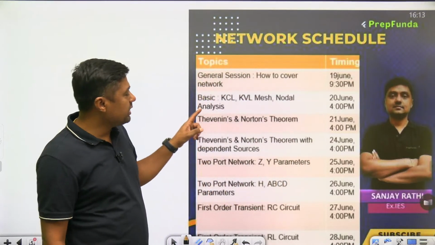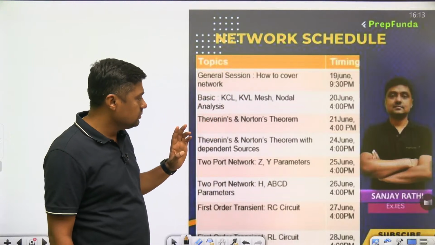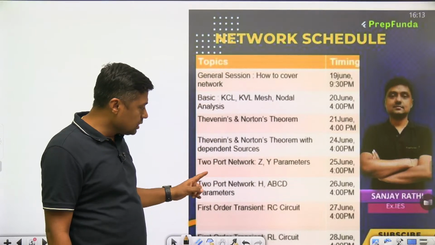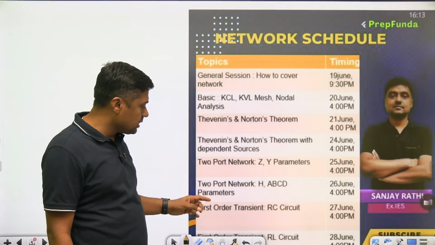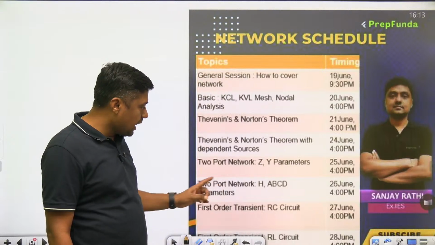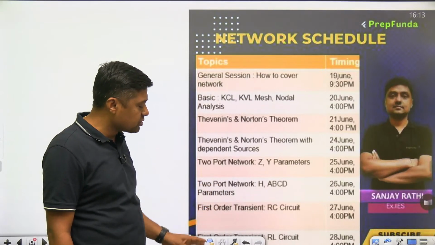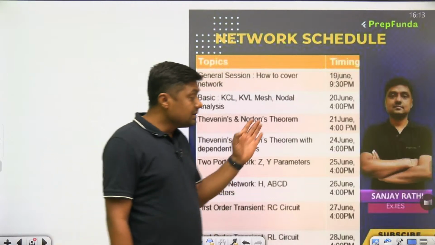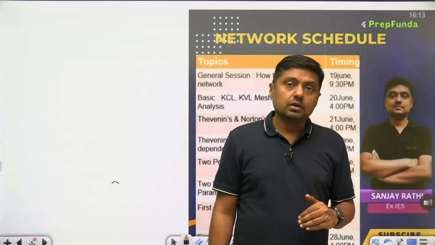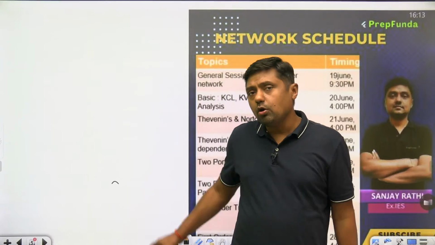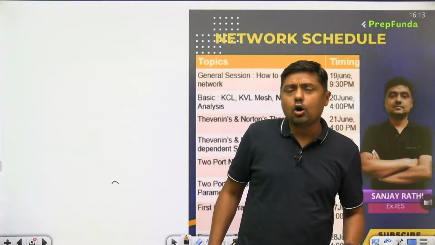Then already I have taken Thevenin's and Norton's theorem. Then Thevenin's and Norton's theorem with dependent sources. Now today it is two-port network Z and Y parameters. Then tomorrow two-port network hybrid and ABCD parameters. And then, guys, first order transient RC circuit, first order transient RL circuit. And that is the schedule for this week. And for next week I will give you the schedule on Friday.